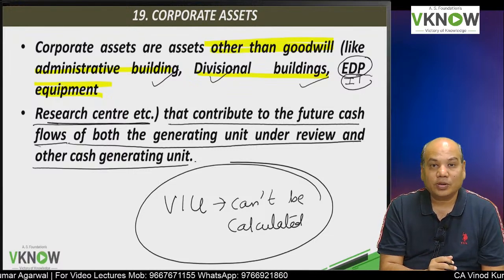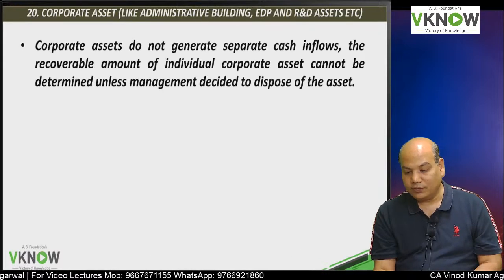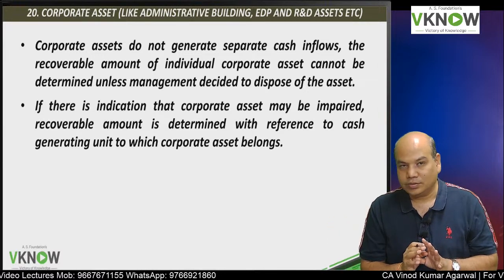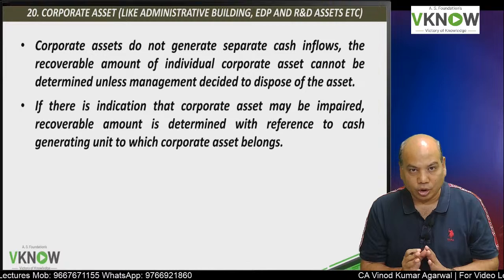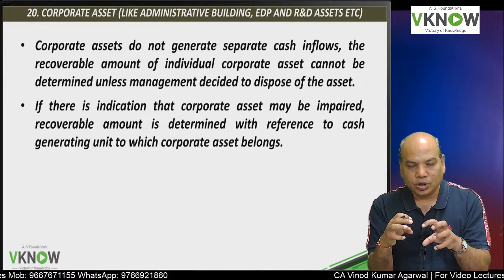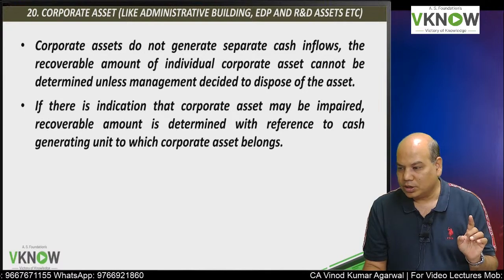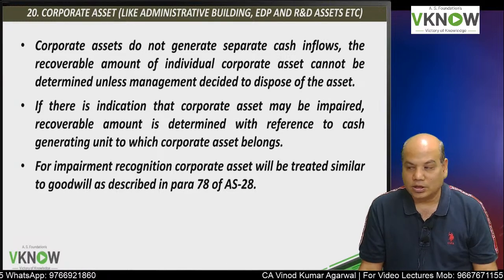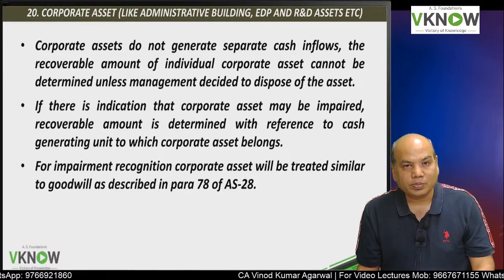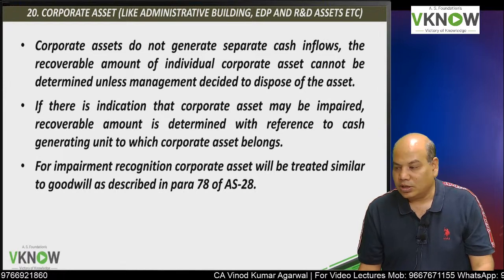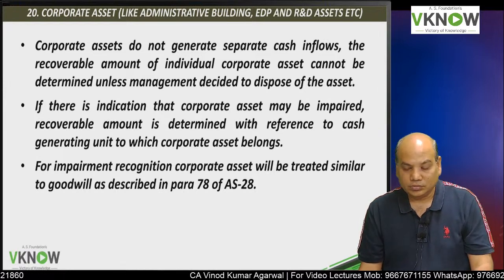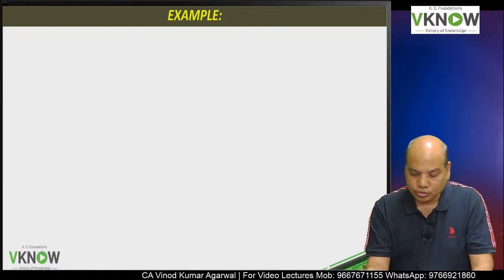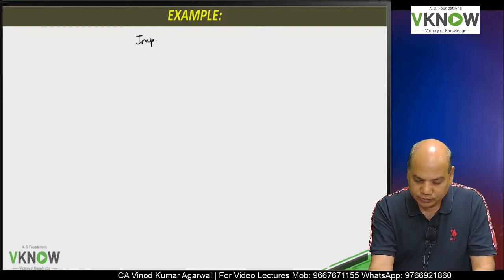So how do I test them for impairment? By allocating it. So once there is an indication of impairment of corporate asset, you will have to allocate it. Again, there are two possibilities. One is corporate asset can be reasonably and consistently allocated, and second is corporate asset cannot be reasonably and consistently allocated. Therefore, I am going to first explain what you have to write. So the student will write a note in the notebook.